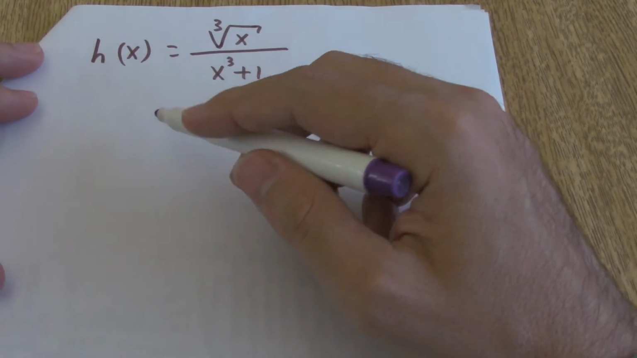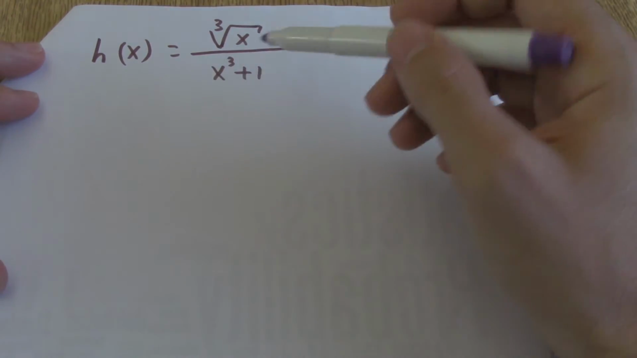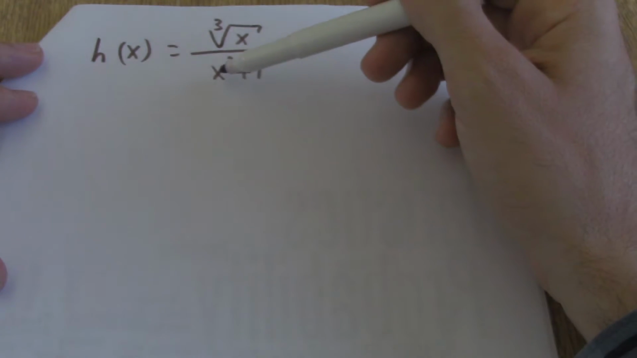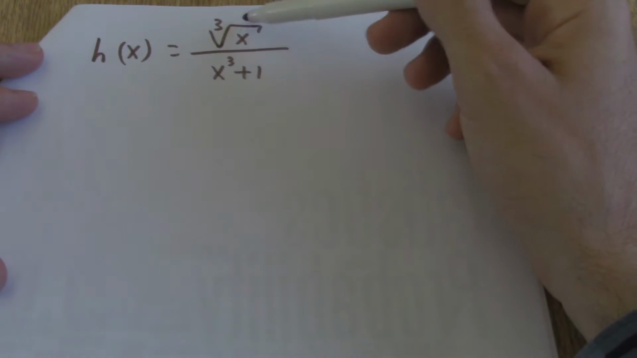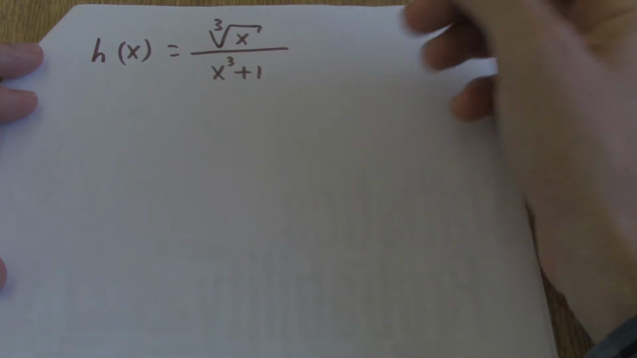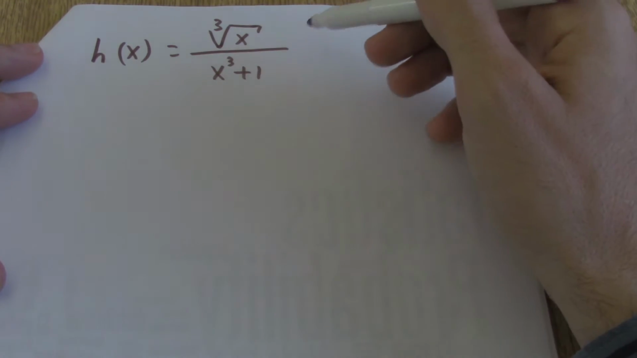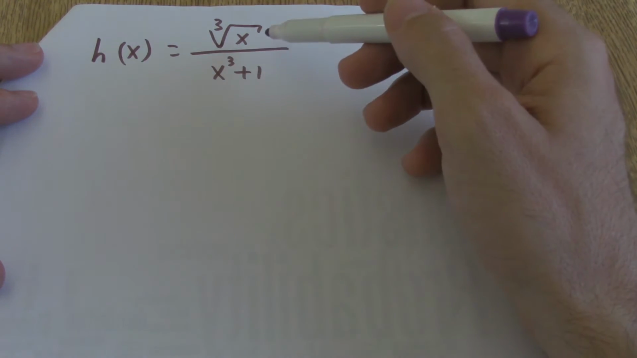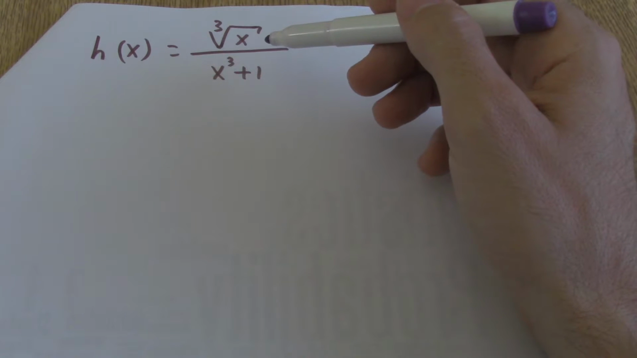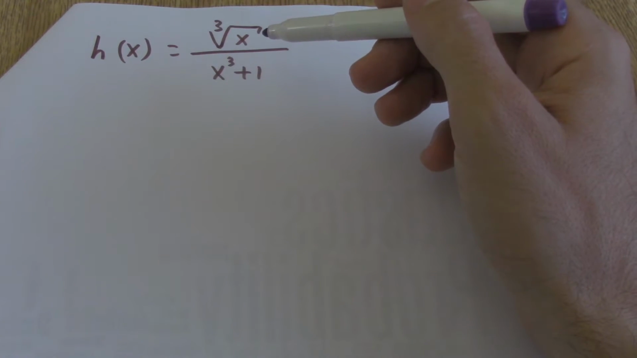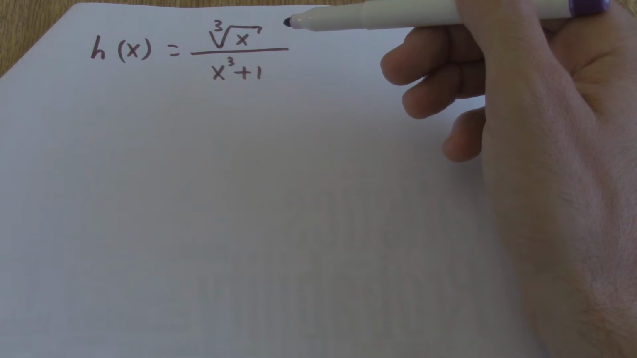Okay, let's work on the quotient rule. In the quotient rule, we have f of x divided by g of x. The function in this case is the cube root of x divided by x cubed plus 1. The numerator is f of x, and the denominator is g of x. So according to the quotient rule, what we do is put the bottom times the derivative of the top, minus the top times the derivative of the bottom.